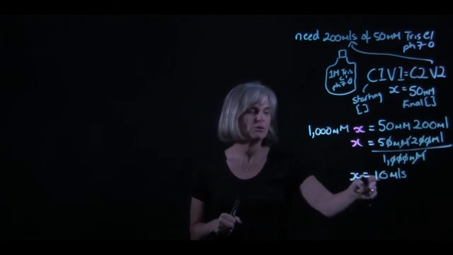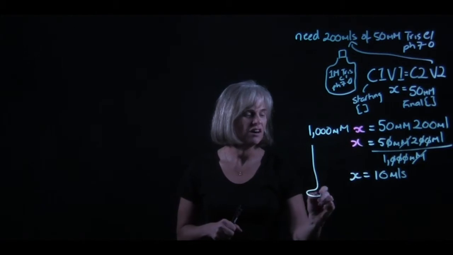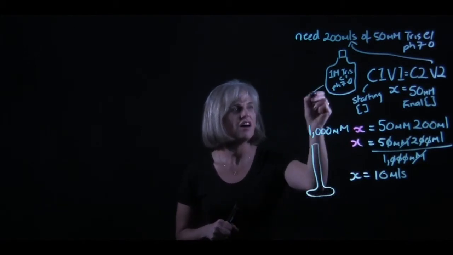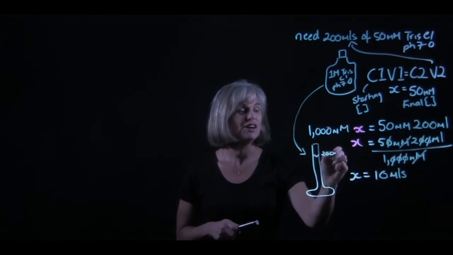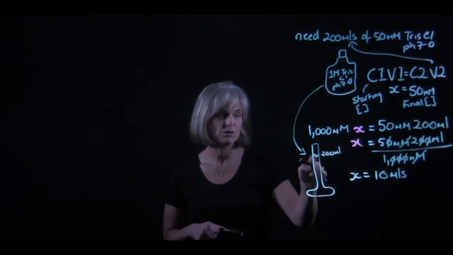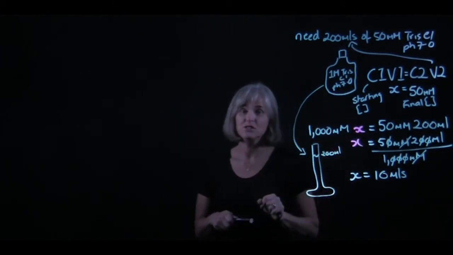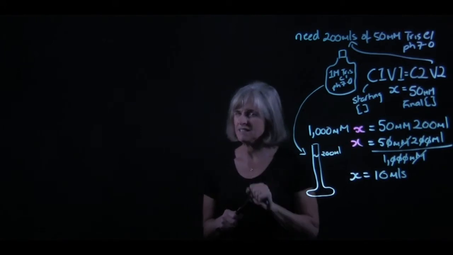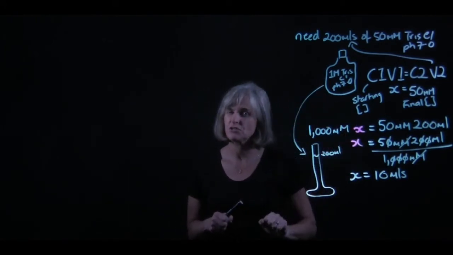And so we can see that we will need to pipette 10 milliliters of this stock of 1 molar Tris into a final volume of 200 mils in a graduated cylinder. We're going to add 10 mils, we're going to bring it up to 200 mils, and that will make us our desired solution.